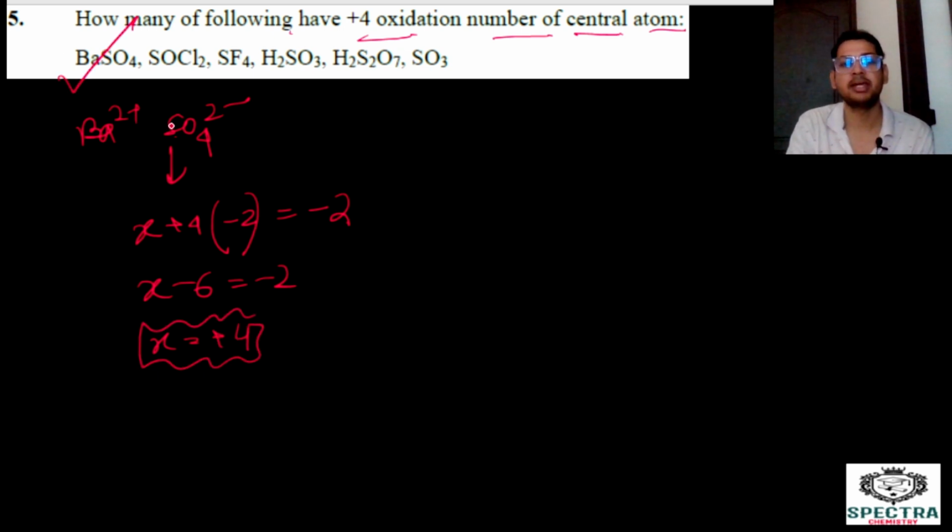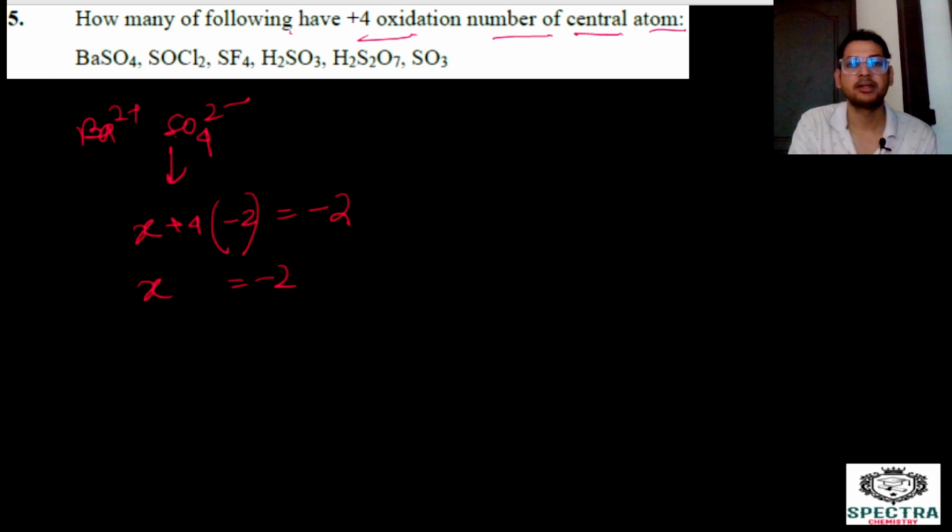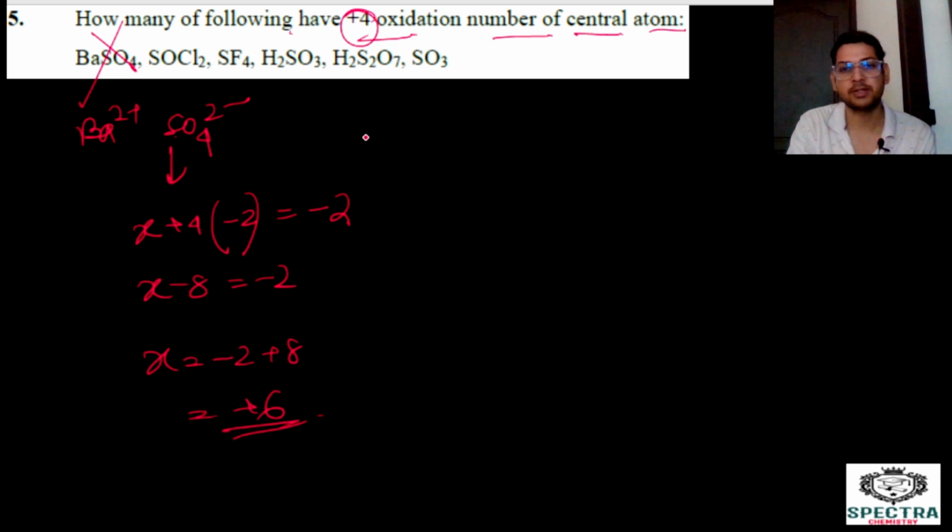So definitely BaSO4 will be, sorry, I have done a mistake here. It will be -8. It will be -8, sorry. So -8 equal to -2, so X equal to -2 plus 8. Sir, X equal to +6. Sir, plus 6, but they are asking for plus 4. Sir, BaSO4 is not your answer. Okay, no problem. Go to the next one.